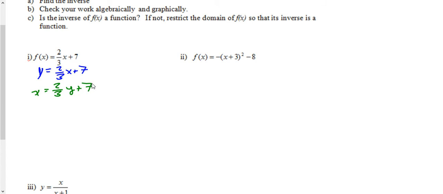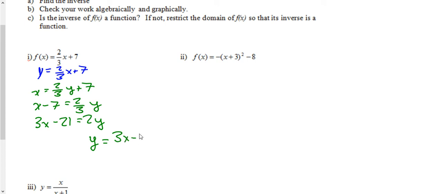First things first, I'm going to move this 7 to the same side as x. So I'm going to have x minus 7 equals 2 over 3y. Get rid of this denominator 3 by multiplying everything by 3. So now that ends up with 3x minus 21 equals 2y. And to get rid of this 2, divide everything by 2, so we end up with y equals 3x minus 21, all of that divided by 2.